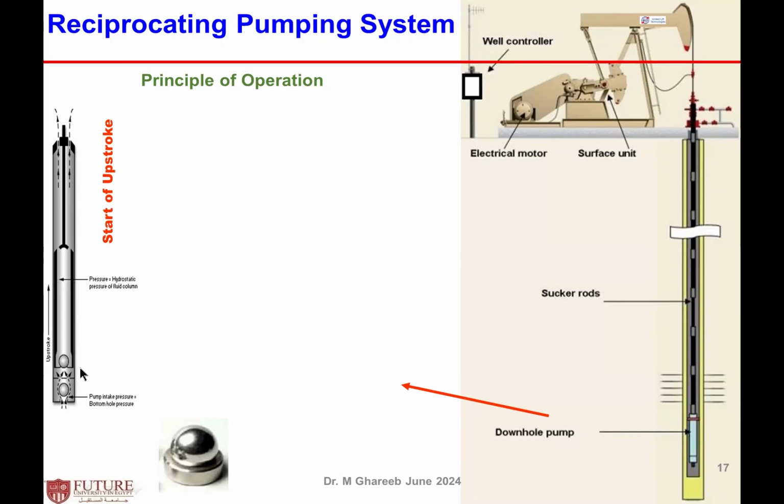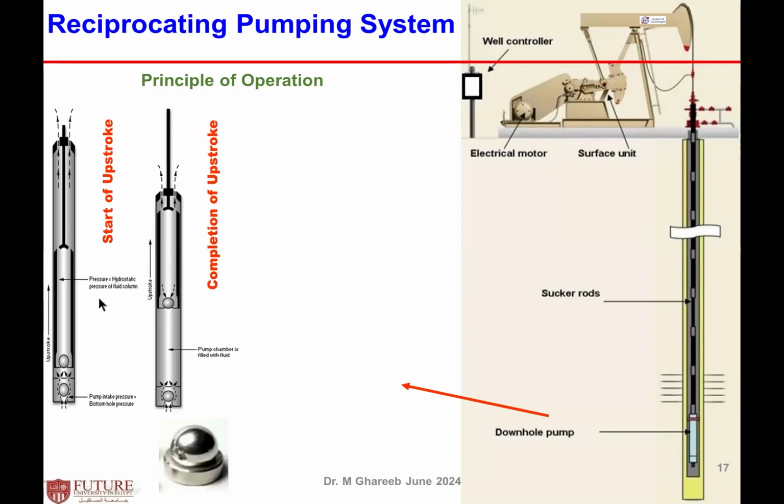Going up means all the fluid will act on the top valve, the moving valve, the traveling valve. If the fluid acts on the top of the valve, which is a ball and seat, then this fluid will close the valve. If this valve is closed, then the pump, while going up, will displace all the fluid above the plunger, above the traveling valve. It will displace it out of the pump into the tubing. The tubing is connected immediately above the pump.